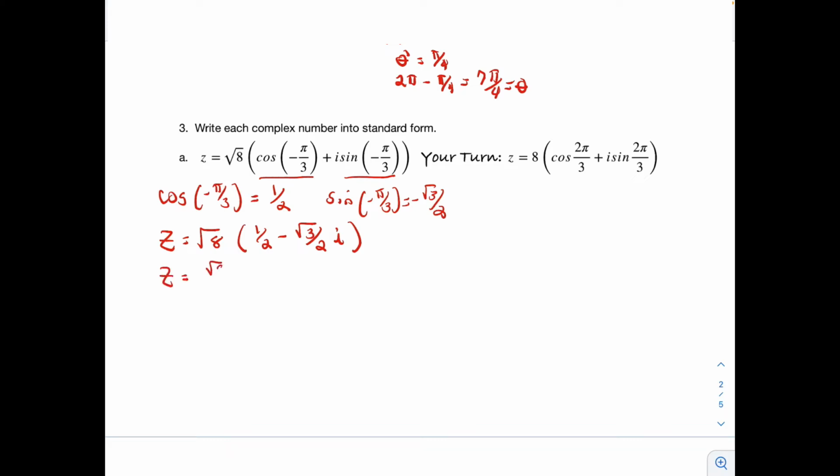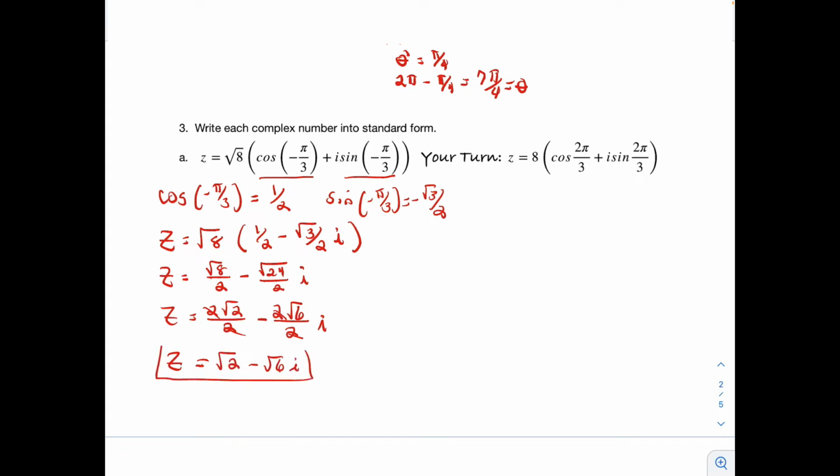Okay. Now I can distribute the square root of 8 to each term to get rid of the parentheses. And then I can simplify. Square root of 8 is the same as 2 the square root of 2. And square root of 24 is the same as 2 the square root of 6. And then I can simplify each of those expressions down, and I get that z is equal to square root of 2 minus the square root of 6 i. So it's much faster to go in this direction.